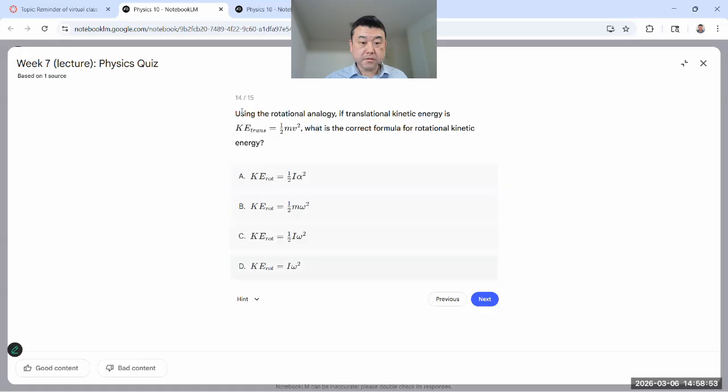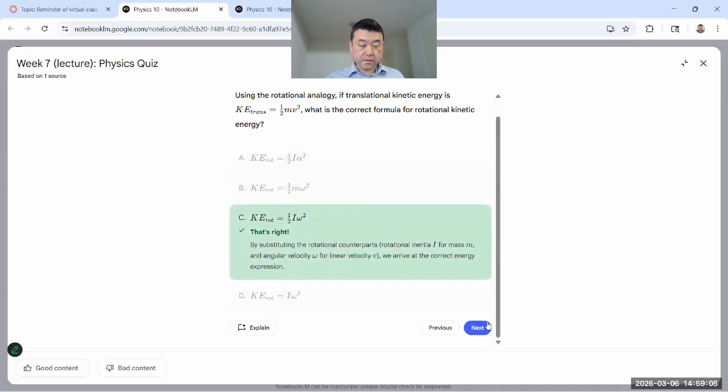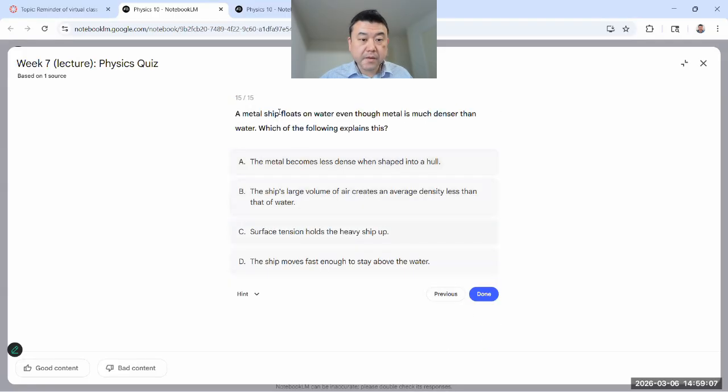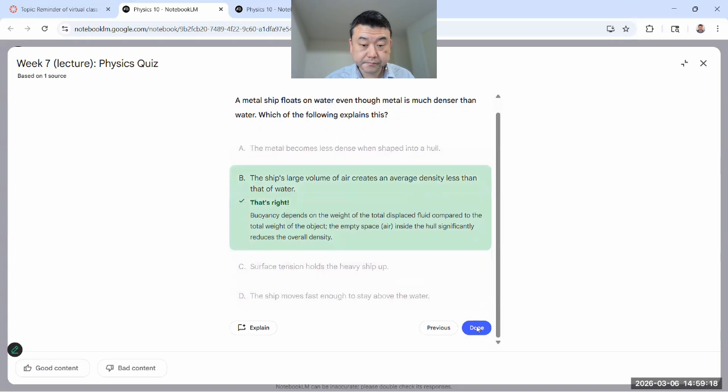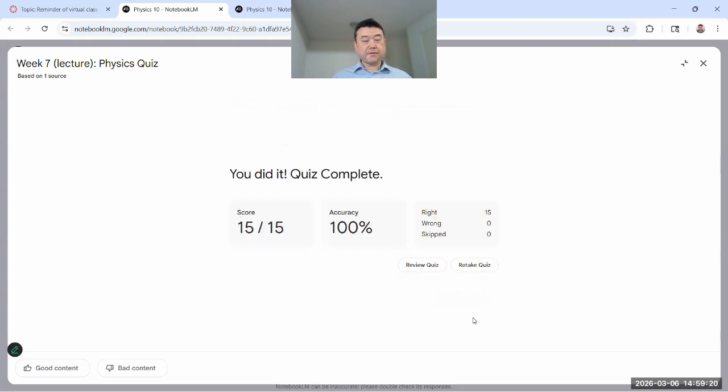Using the rotation analogy, rotational kinetic energy is 1/2 I omega squared. Metal ship floats on water, much denser. Which of the following explains? Large volume of air, I think. Good. So 15 out of 15.